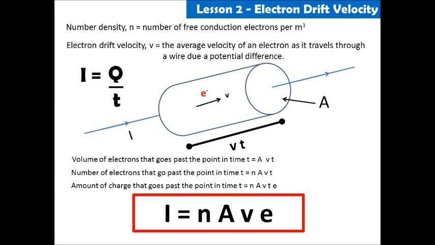Current is equal to the number density of a metal multiplied by the cross-sectional area of the wire, multiplied by the electron drift velocity, multiplied by the charge on an electron.